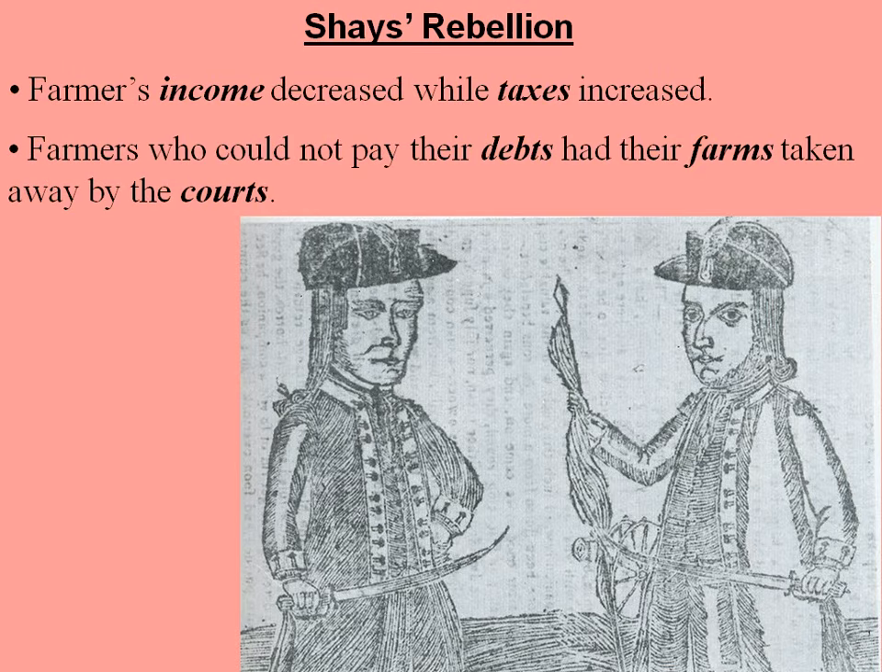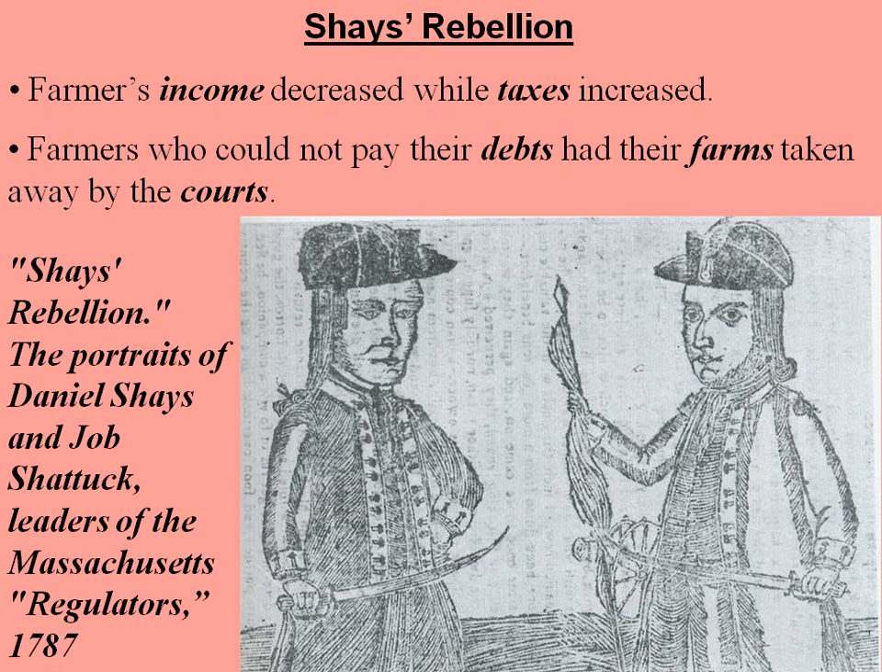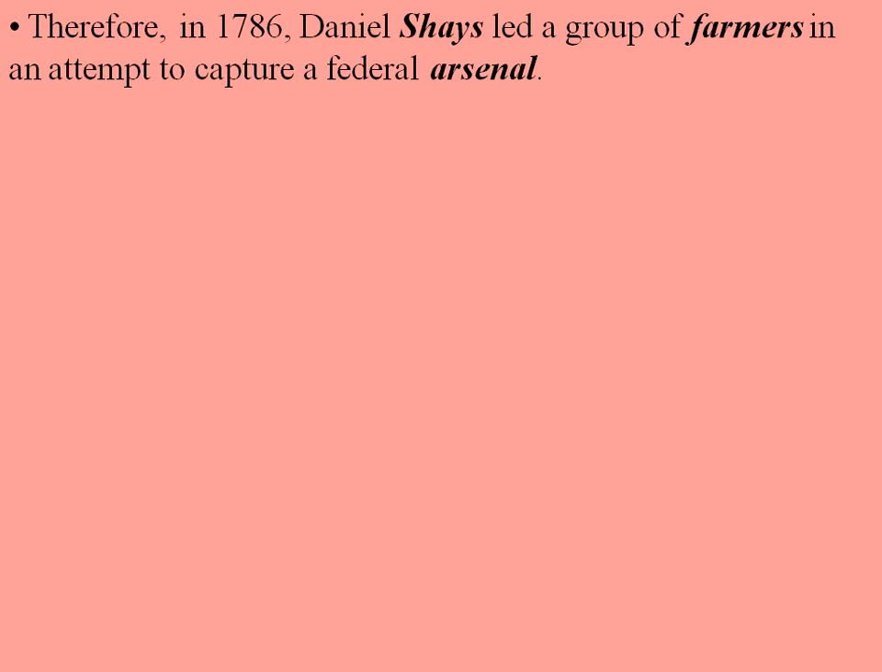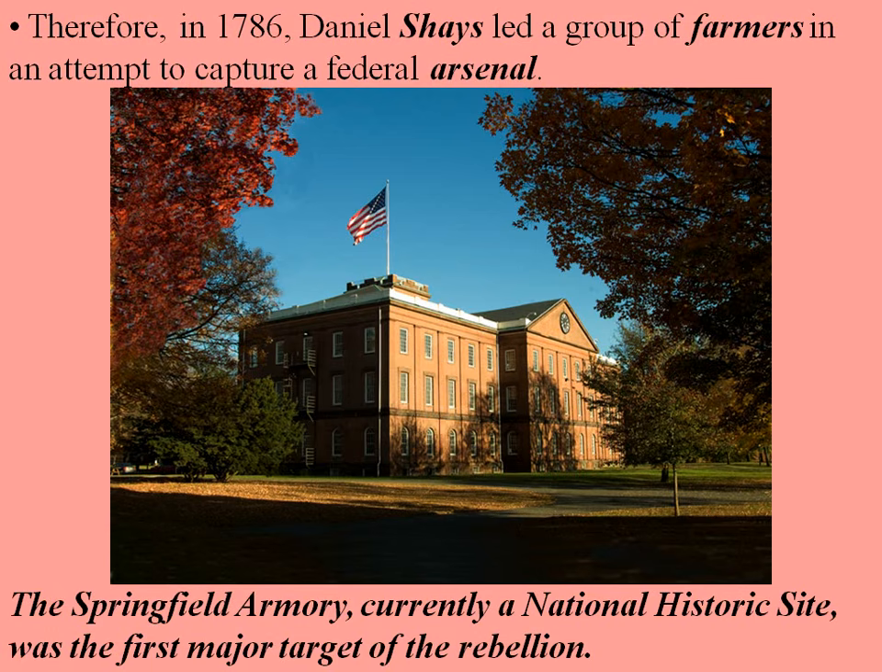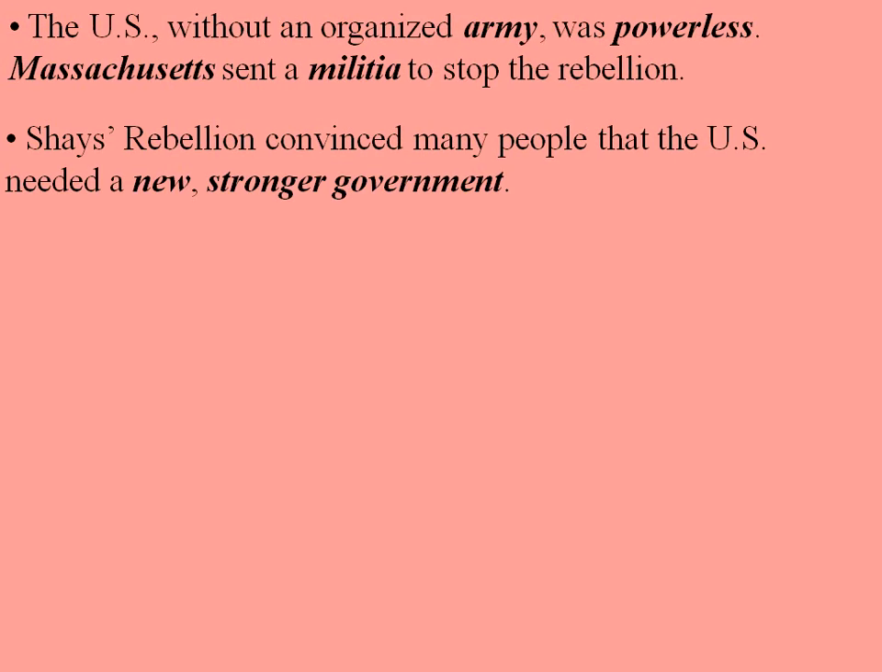Okay, Daniel Shays. Shays' Rebellion. Farmers' income decreased while taxes increased. Farmers who could not pay their debts had their farms taken away by the courts. Therefore, in 1786, Daniel Shays led a group of farmers in an attempt to capture a federal arsenal. The U.S., without an organized army and powerless, Massachusetts sent a militia to stop the rebellion.